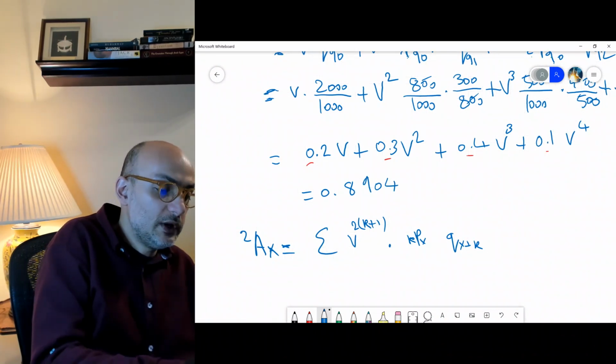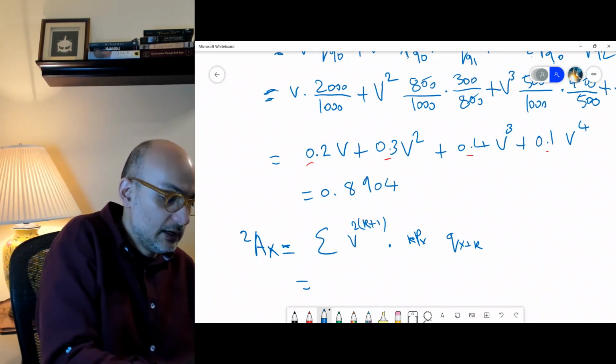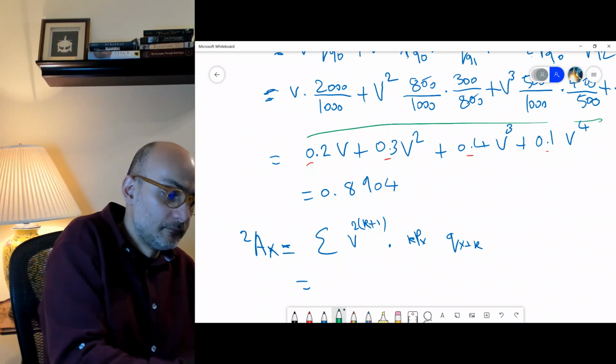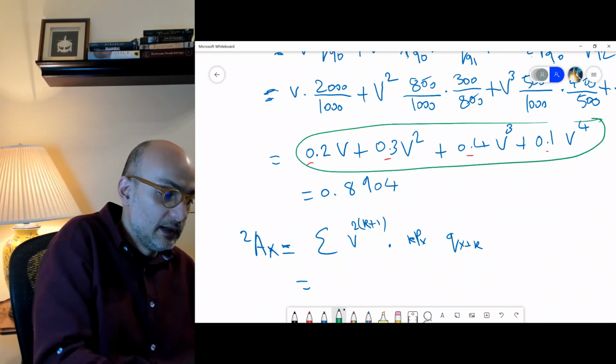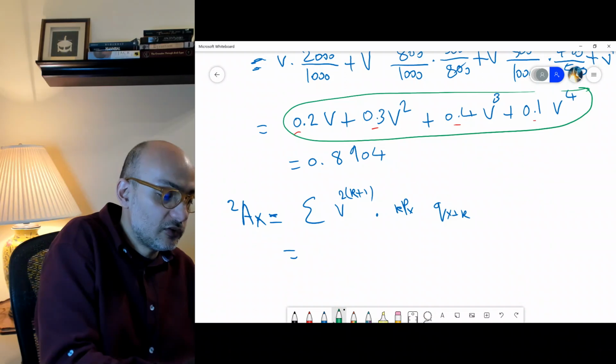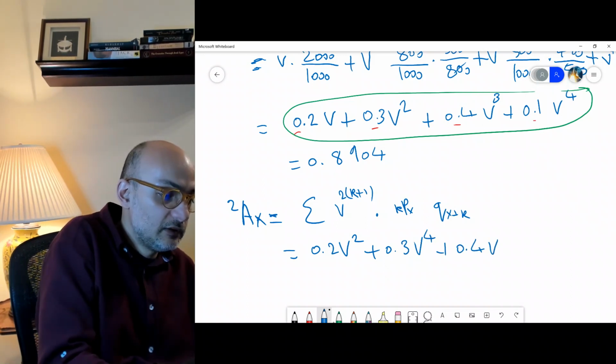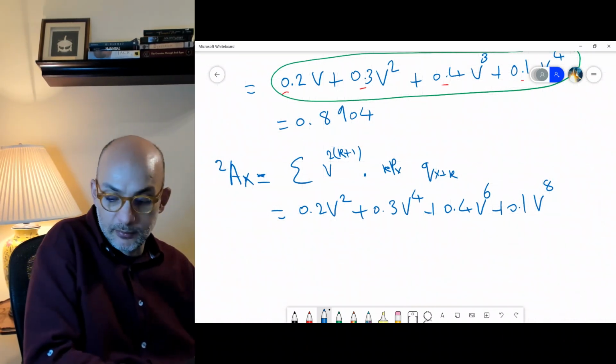The only thing, the V will be raised to 2. So to do it quickly, all you need to do is take this line and raise the V to 2. It will be 0.2V^2 plus 0.3V^4 plus 0.4V^6 plus 0.1V^8. And this should be easy. I mean, you can do it quickly.